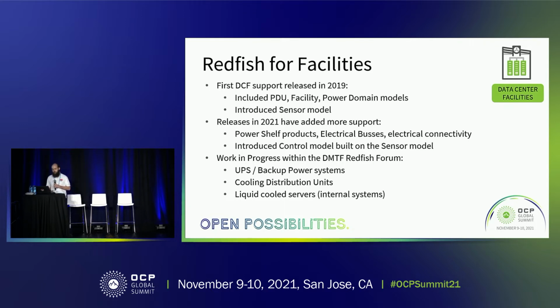So more recently, the DMTF has published what we call work in progress publications for new extensions to the model. In particular, what we're looking at now for data centers would be UPS types of devices or other types of backup power systems, cooling distribution units, and liquid-cooled servers, so any sort of internal type of cooling capabilities that go beyond just simple fan management.